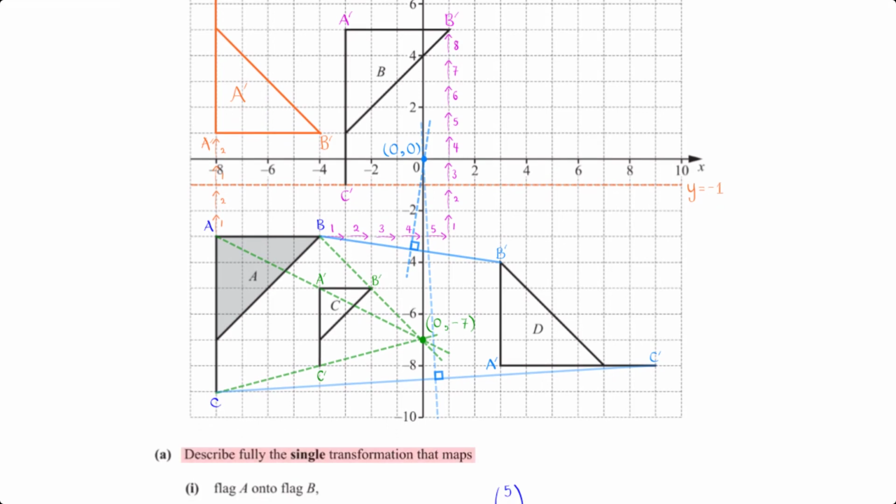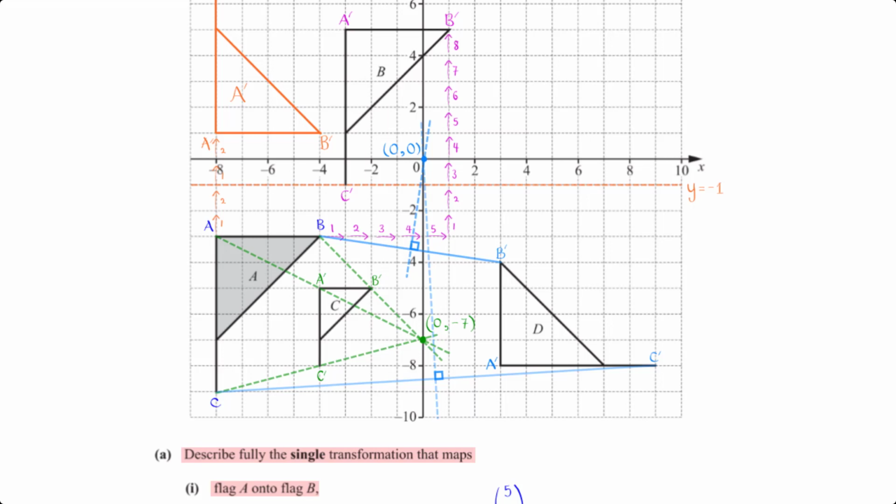Describe fully the single transformation that maps flag A onto flag B. When we look at flags A and B, we can tell straight away that this is a translation because both flags have exactly the same size and orientation. The only difference is that they are located on different parts of the grid. So now all we need to do is find the translation vector.